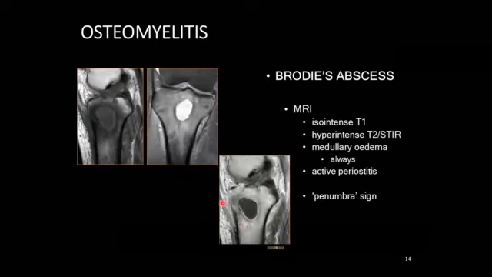On the MRI, the Brodie's abscess will present like any other abscess as isointense on T1 and hyperintense on T2 with surrounding medullary edema, that's almost always, and active periostitis, inflammation of the surrounding periosteum. You can see here and here the penumbra sign due to the presence of the surrounding edema.